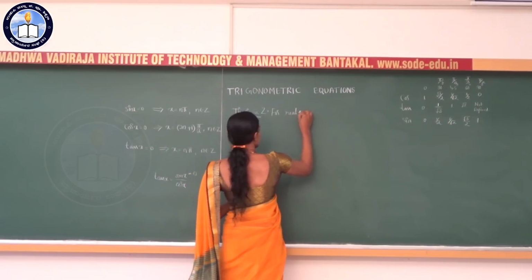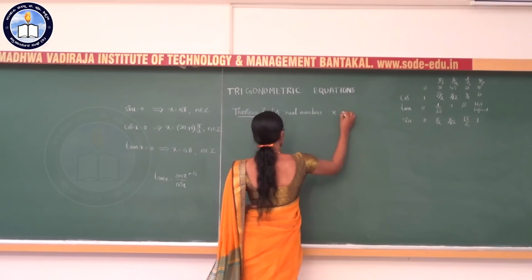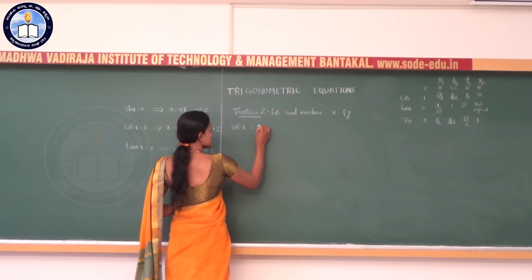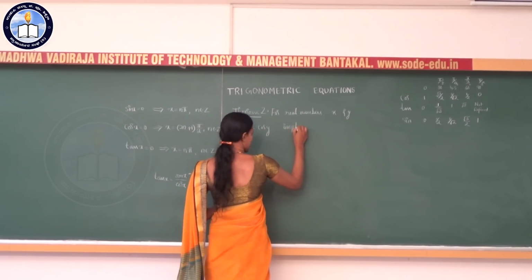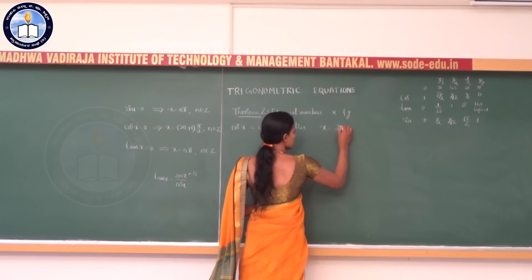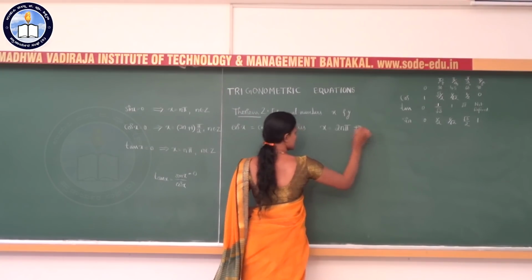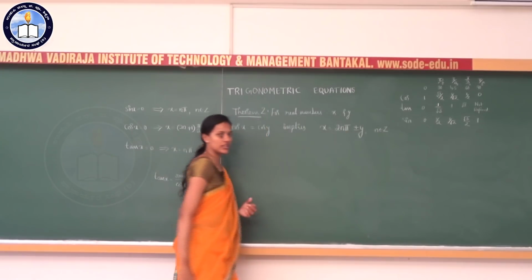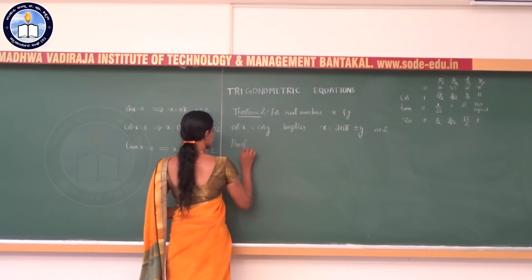Theorem 2. For real numbers x and y, cos x is equal to cos y implies x is equal to 2n pi plus or minus y, where n is an integer. Let us prove this.